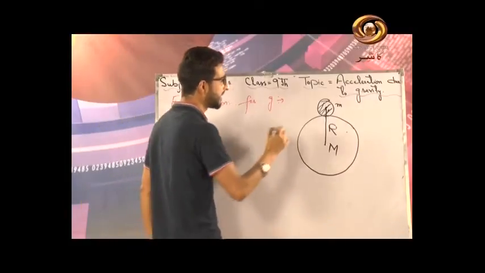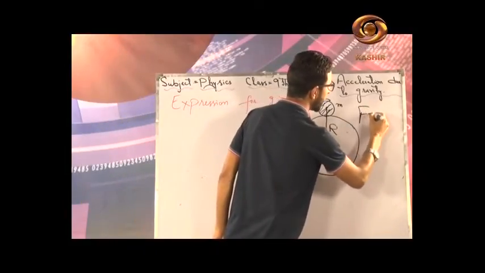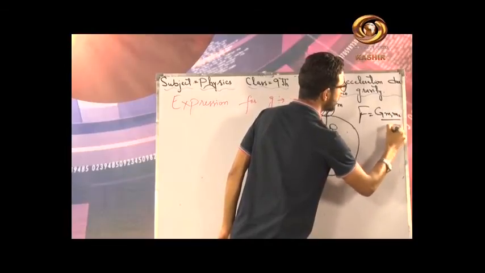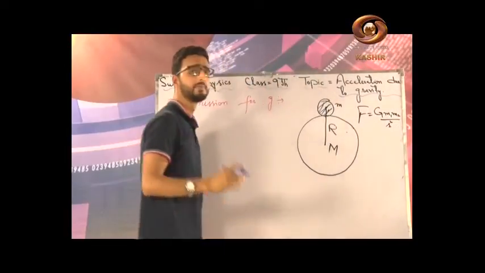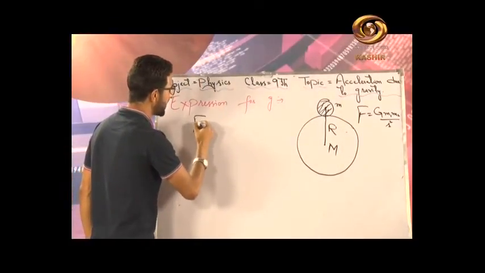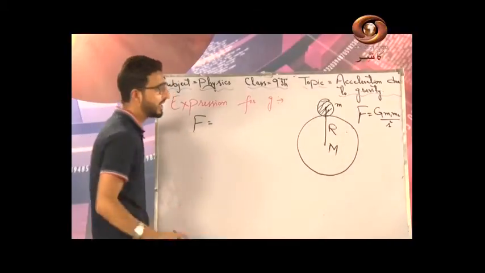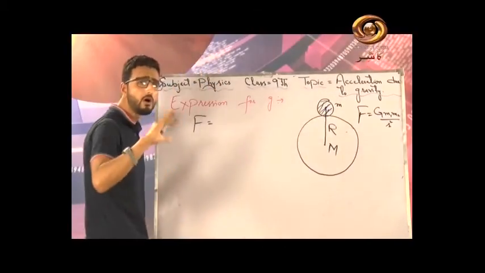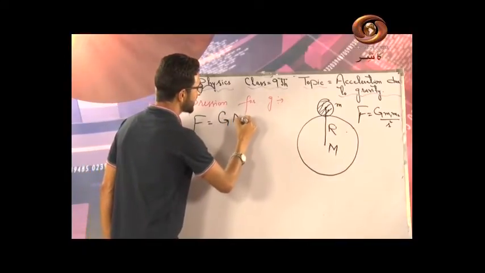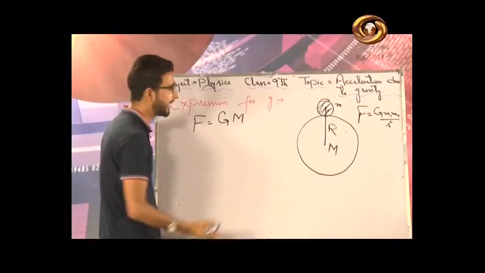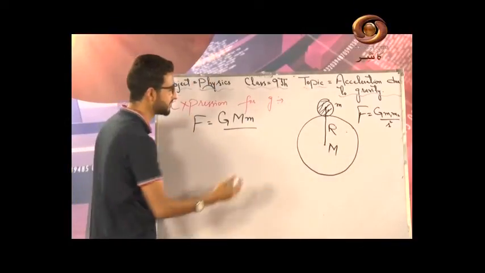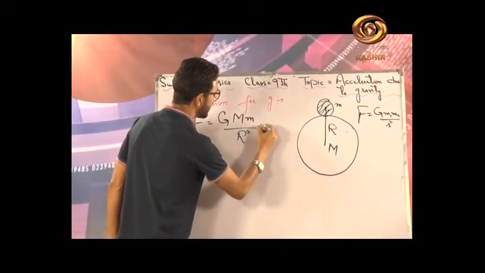Remember, I stated it in the earlier lecture: F is equal to G m1 m2 divided by r square. Let us apply the same law here, and I will get the force of attraction between the Earth and a body of mass m on or near the surface of Earth. It will be given by G. I will represent the mass of Earth by capital M, and the mass of the body by small m, and the distance between their centers is r. So let me write r square.